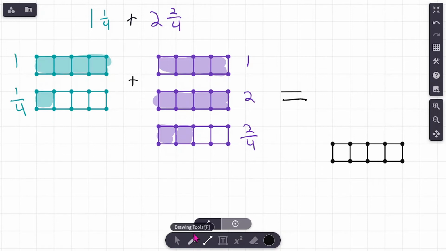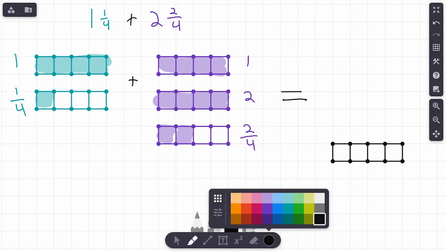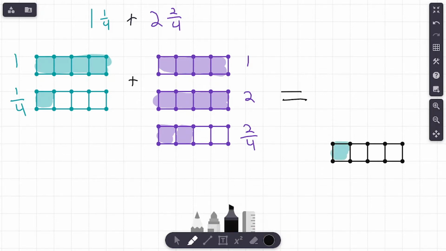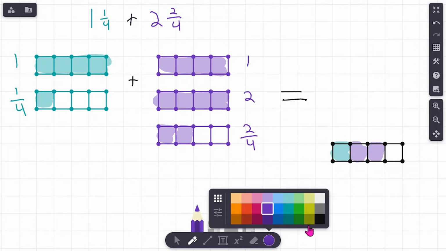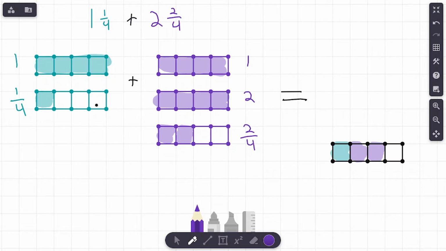So for teal, we had 1/4. So there's 1 out of 4. And then for the purple, the mixed number 2/4, we had 2 out of 4. So let me shade those in. There's 2 out of 4. How many do y'all see here? What fraction have we just created when we added those two fractions together? Looks like 3/4 to me, doesn't it?